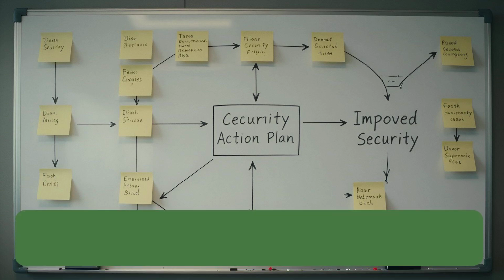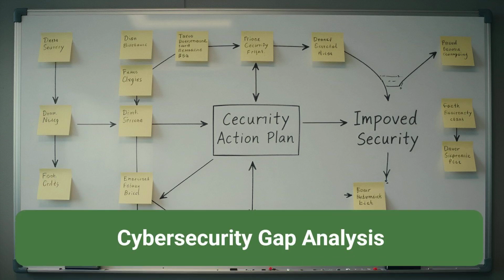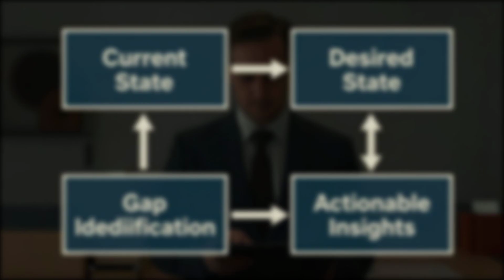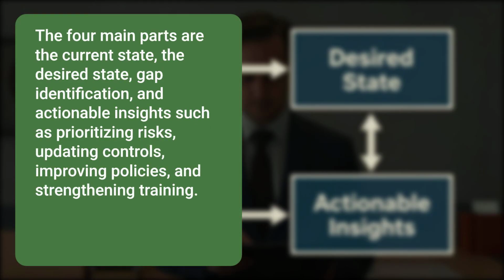In cybersecurity, gap analysis works by comparing the current state of security controls, policies, technologies, and training to the desired state based on best practices, regulations, and risk tolerance, then identifying the gaps and creating actionable plans to close them. The four main parts are the current state, the desired state, gap identification, and actionable insights such as prioritizing risks, updating controls, improving policies, and strengthening training.